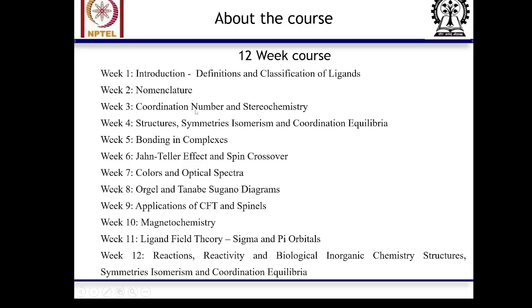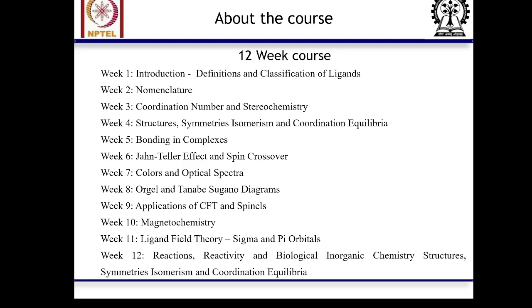In week one, we introduced you to coordination complexes, solved problems based on that, and classified ligands into three types. In week two, we discussed in detail the nomenclature of coordination complexes. In week three, we discussed coordination number and geometry. We started with coordination number 3 and went up to coordination number 12, and discussed the possible geometries for each coordination number.